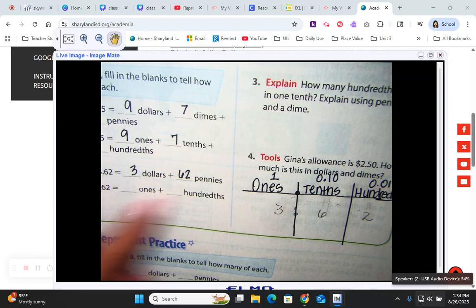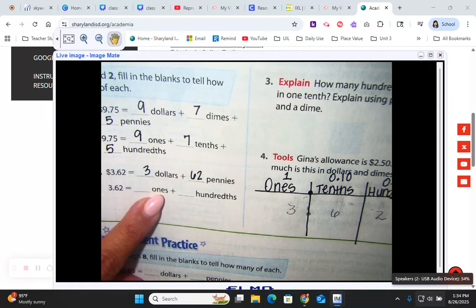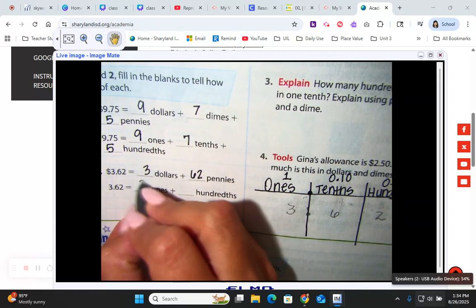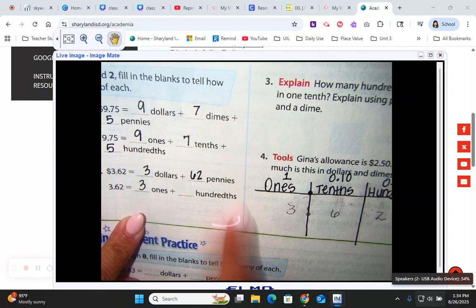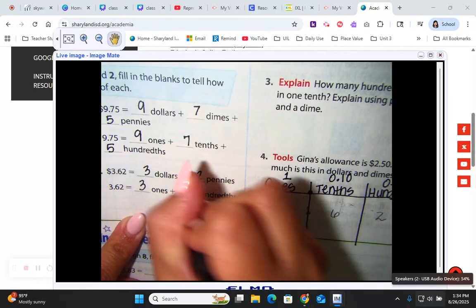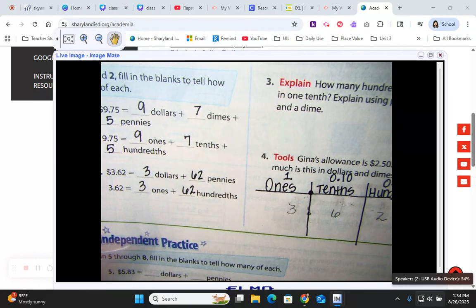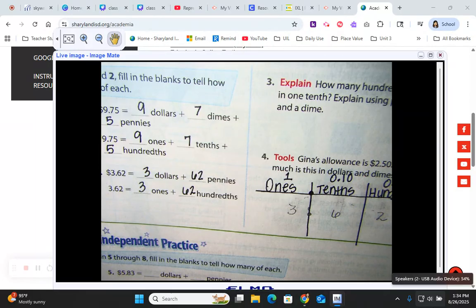No, right here, number 2. Slow down. How many ones? Three. Hundredths. 62. Very good. Look at you. So smart.